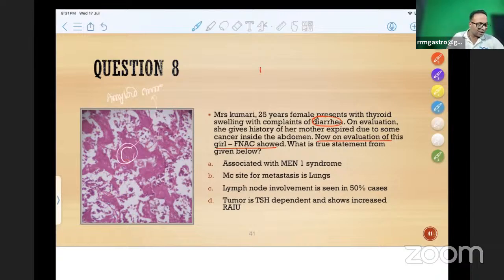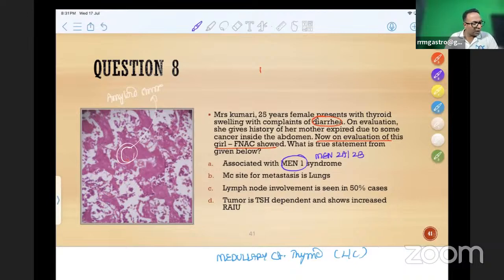Amyloid stroma is a classical finding of what cancer? Can you tell me what is this cancer? It is medullary cancer thyroid. So medullary cancer thyroid is the least common thyroid cancer. Don't forget this first point. It is not associated with MEN1. It is associated with MEN2A, MEN2B. So can you tell me the answer for this question? Yes, very good, very good.